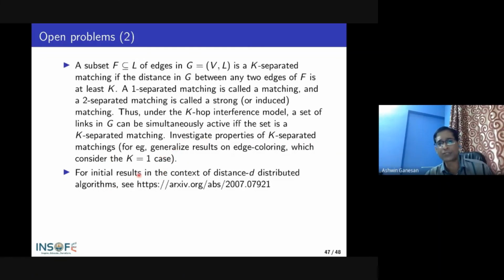So some initial results of these generalizations are available in a paper I have under review, which you can find on arXiv. Again, I'll share these slides with the organizer, but some initial results are available there, but many open problems are there. You could just look at this reference to find some of the partial results that are there, which still need to be extended.